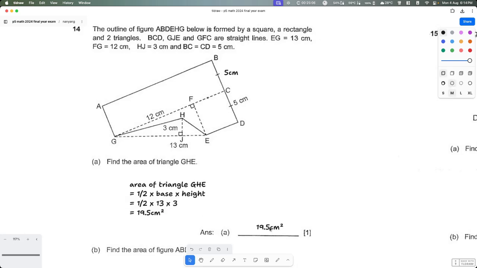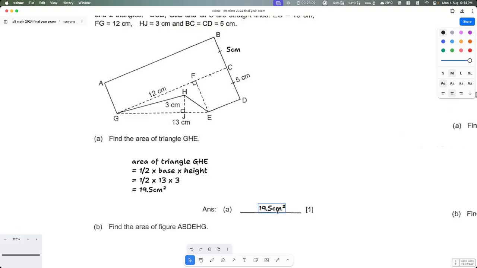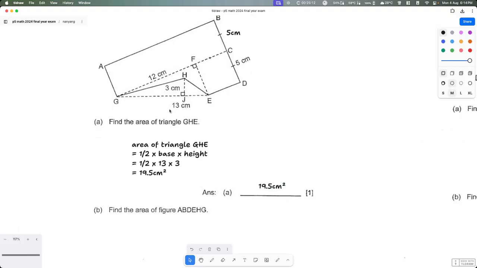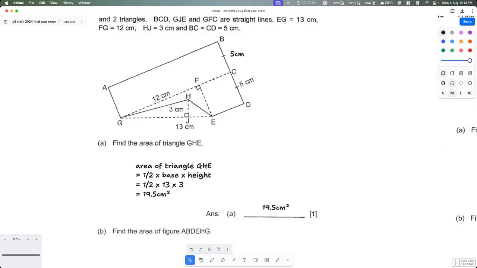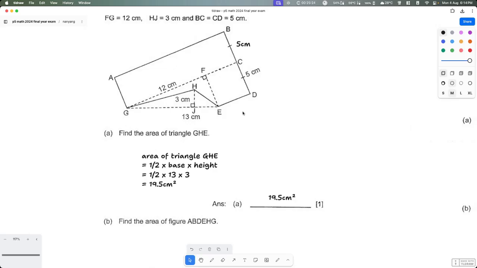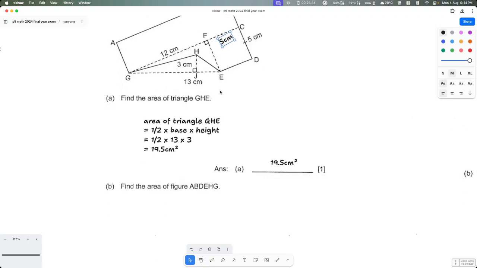Okay, let's move on to the next question. Part B. Find the area of the figure, all of these over here. So we also know that, let's find the rectangle and square. Let's go for the square. Square, all sides are the same, right? So in this case, area of square FCDE is equal to, it's pretty straightforward, 5 times 5, equal to 25 centimeter square.